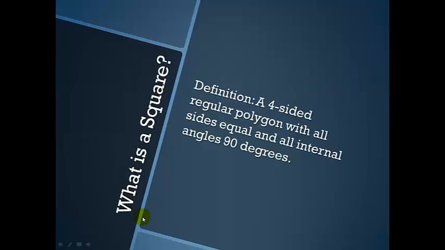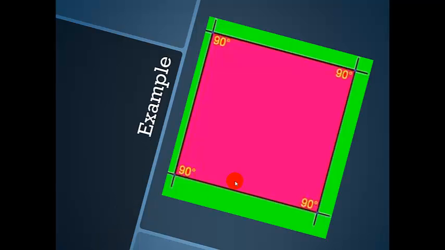What is a square? Well, the basic definition of a square is a four-sided regular polygon with all sides equal and all interior angles at 90 degrees. For a quick image, there's a basic square. All sides equal, then all four interior angles are 90 degrees. That's how you know it is a square.